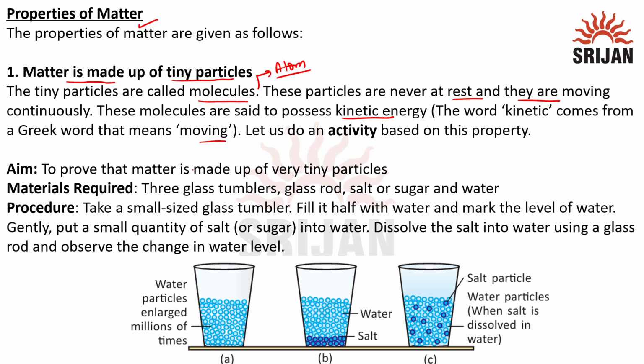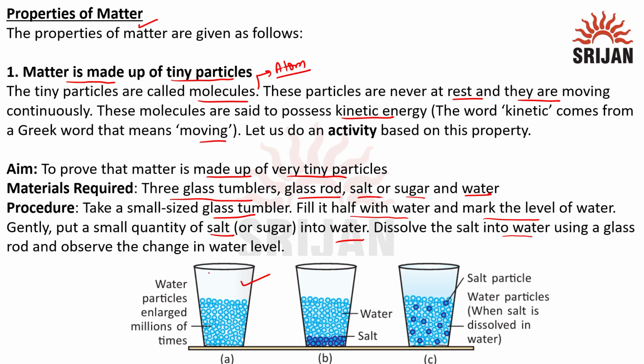The aim of the activity is to prove that matter is made up of very tiny particles. Materials required are 3 glass tumblers, a glass rod, salt or sugar, and water. The procedure: take a small glass tumbler, fill it half with water and mark the level of the water as shown in this picture. Now gently put some salt or sugar in the water. Dissolve the salt in water using the glass rod and observe the water level.